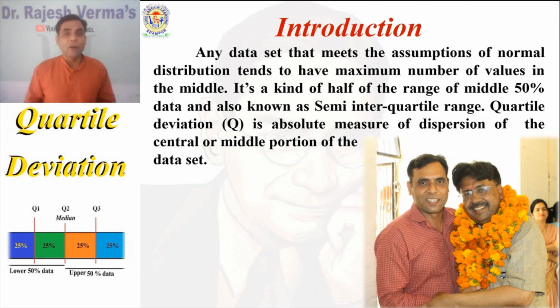Quartile deviation is half of the range of the middle 50% of the data, also known as the semi-interquartile range, as I told you earlier. Quartile deviation is an absolute measure of dispersion of the central or middle portion of the data set. So quartile deviation is purely the measure of the dispersion of the central 50% of the data set. That means quartile deviation talks only about the central part of the data set.